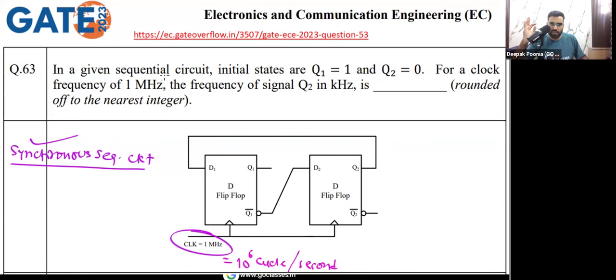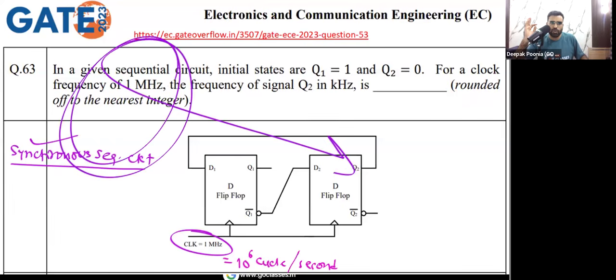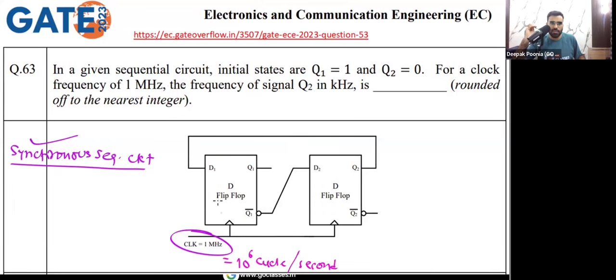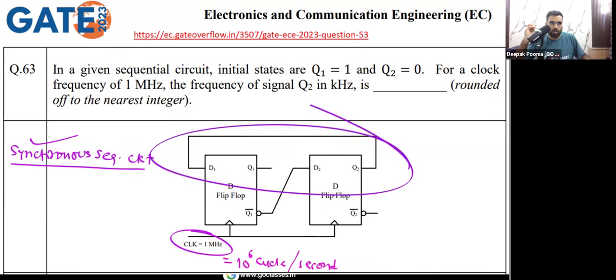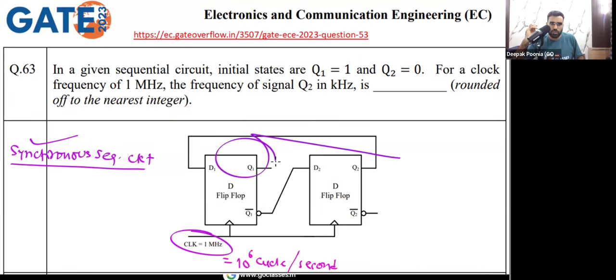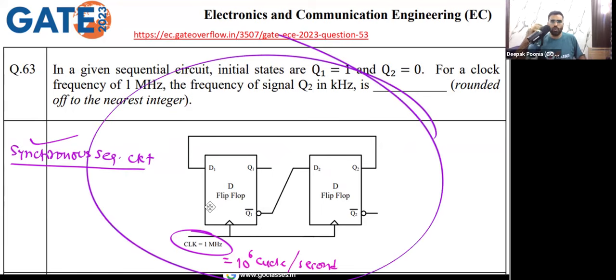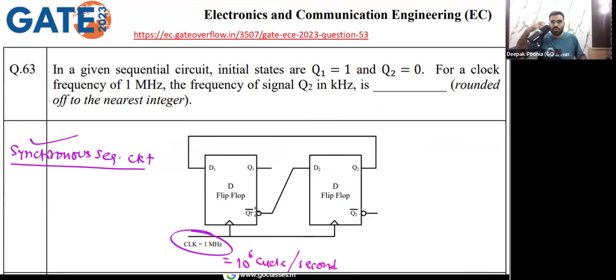Means first you find that for every possible present state what will be the next state. Then we will find the waveform. Okay, we will find this Q1 waveform, this Q2 waveform. Because the initial state is given to you, that Q1 is 1 and Q2 is 0. Okay, so I hope you understood this. Remember, whenever some circuit is given to you and you want the most intuition about this circuit, if you want to understand the behavior of synchronous sequential circuit, then the best way is that you find the state diagram first. So let's see the state diagram first and then we will solve this question.